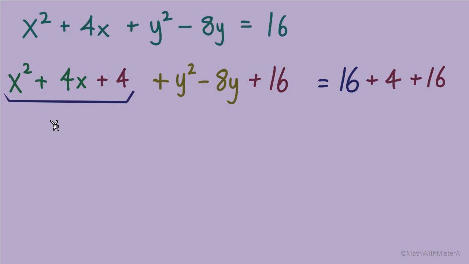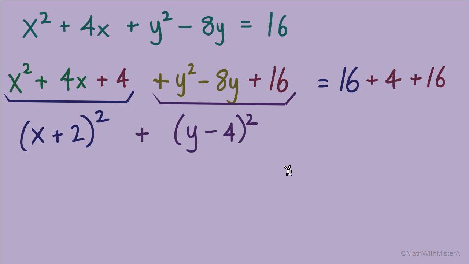So x squared plus 4x plus 4 is x plus 2 squared. And with the y variables, from cutting it in half, we saw a negative 4. This is y minus 4 squared. Let's do a little cleanup on the right side and see that we have 36.